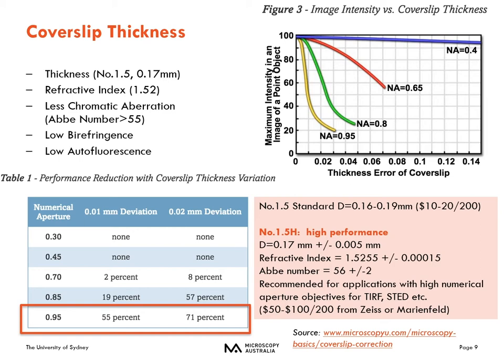In this case, you can try to get the number 1.5 high performance coverslip with only 5 microns deviation, which is highly recommended for applications with high numerical aperture objectives, such as TIRF, STED, etc. However, the price for this high performance coverslip is about 2 to 5 times higher than the normal standard number 1.5 coverslip.